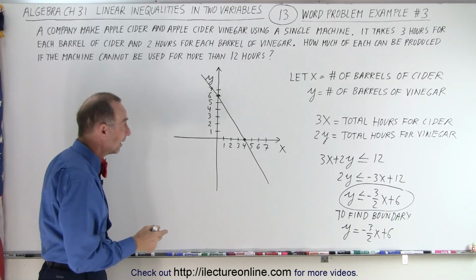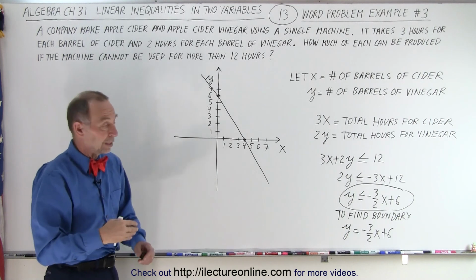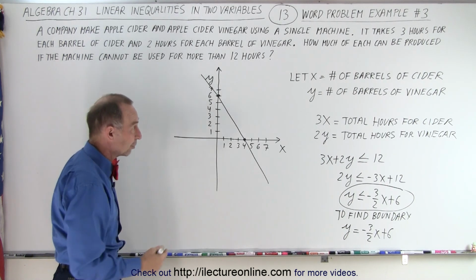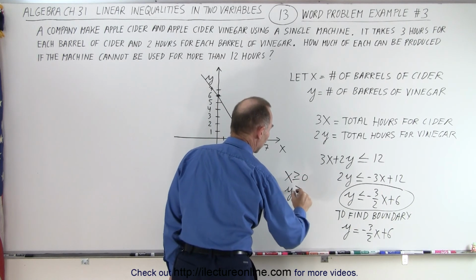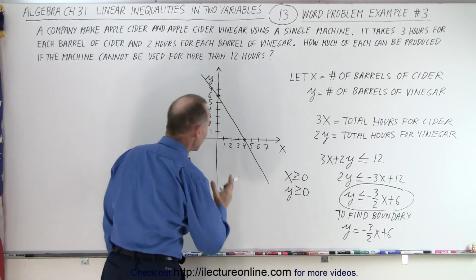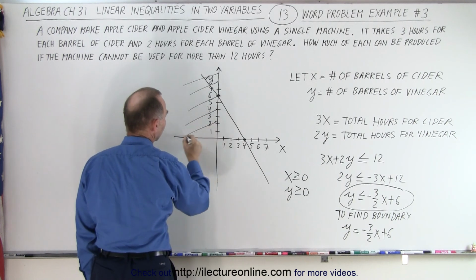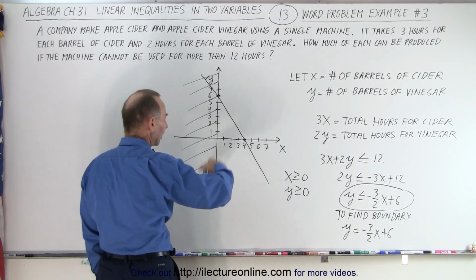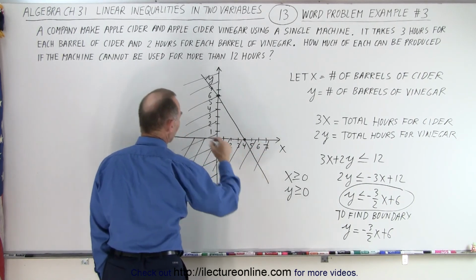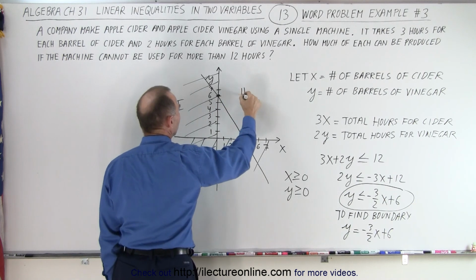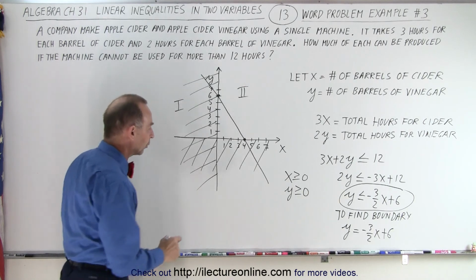Now also realize that x cannot be less than 0 because we cannot use negative barrels. We cannot produce negative barrels of cider or negative barrels of vinegar. That means that x must be greater than or equal to 0 and y must be greater than or equal to 0. Which means everything to the left of the y-axis is not part of the solution, so we can cross that out. Anything below the x-axis is also not part of the solution, so we can cross that out as well. Now we have 2 regions left, region 1 and region 2, and we can see which of those regions satisfies the inequality.